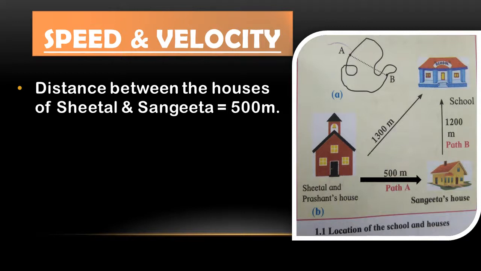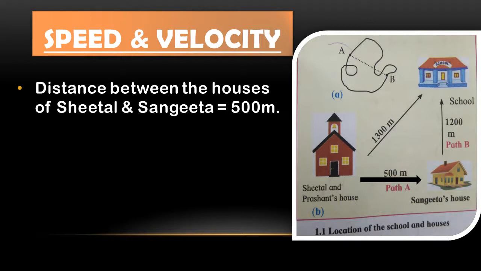Okay, and in the next sentence, what is given is that Prashant went straight from his house to school. Okay, so this is a two-distance problem. Sheetal starts her journey from her house to Sangeeta's house, then goes to school. But Prashant will reach directly from his house to school.